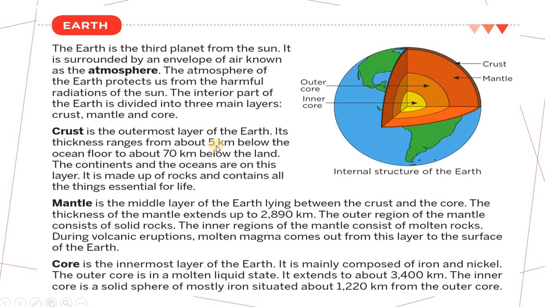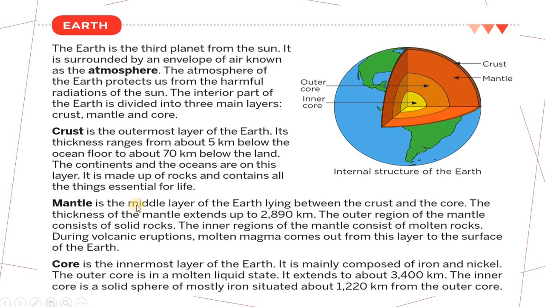Its thickness ranges from about 5 kilometers below the ocean floor to about 70 kilometers below the land. So basically, the surface of the earth is not a flat, smooth surface like this. It will have mountains, it will have oceans, right? So at mountains it could be up to 70 kilometers, but near oceans it would be around 5 kilometers below the ocean floor. The continents and the oceans are on this layer. It is made up of rocks and contains all the things essential for life.